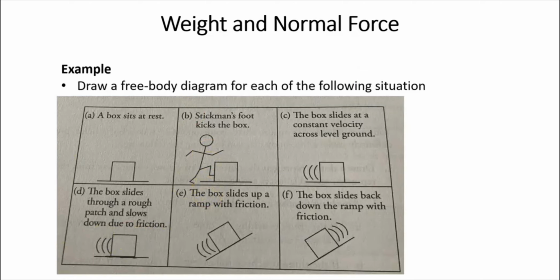Okay. So with this example, I'm introducing frictional force a bit. But first, let's start with the first box. This example says, draw a free body diagram for each of the following situations. Now, the first situation, the body is at rest. This object is at rest. It is this box. And once an object is at rest, the center of the object is always the center of gravity.